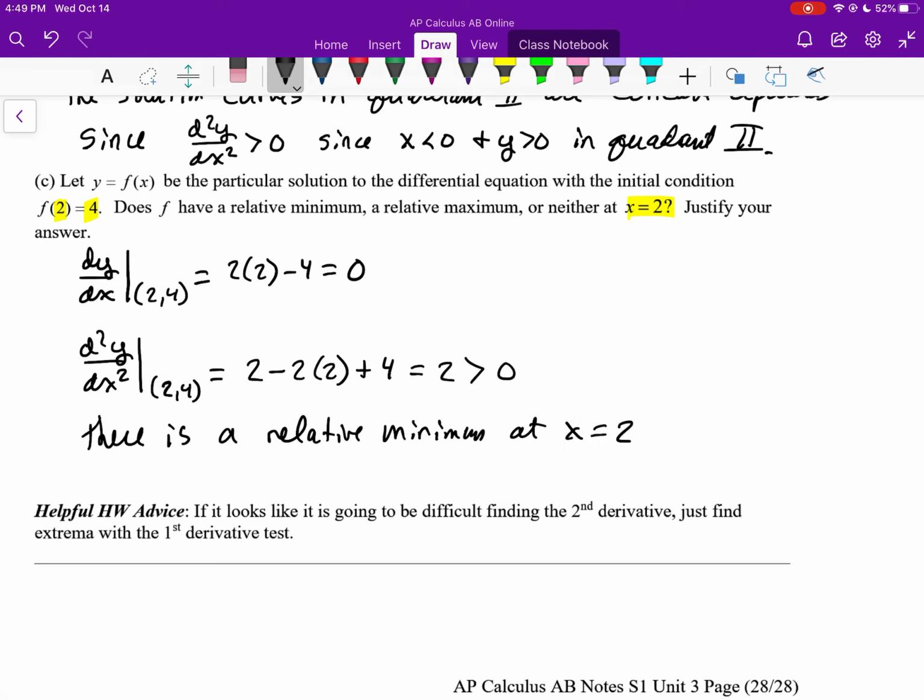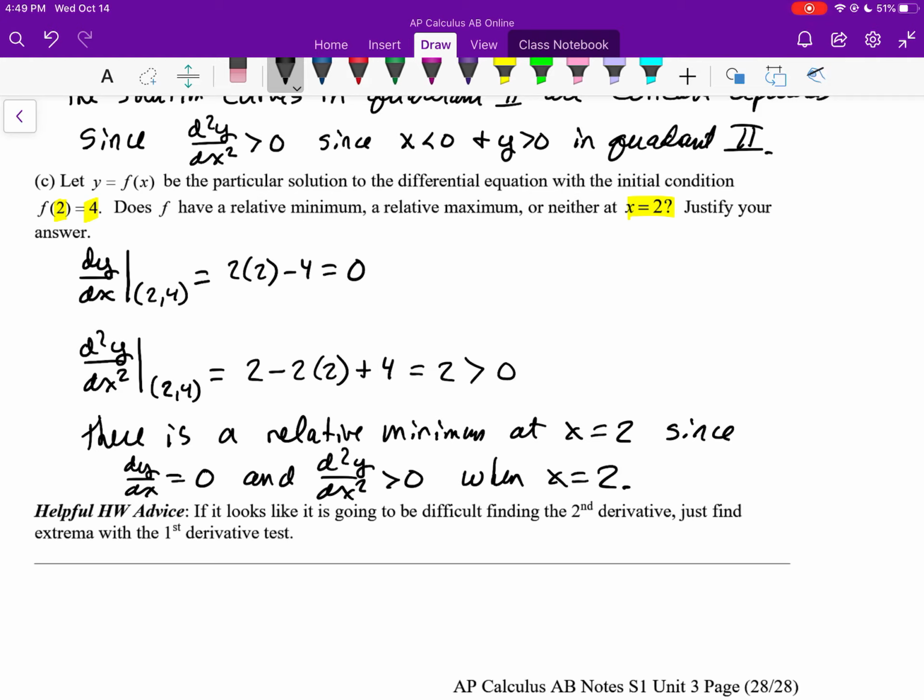at x equals 2, since what? Since dy/dx equals 0 and d squared y/dx squared is greater than 0 when x is equal to 2.